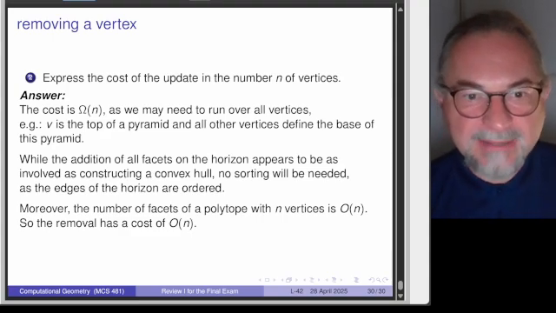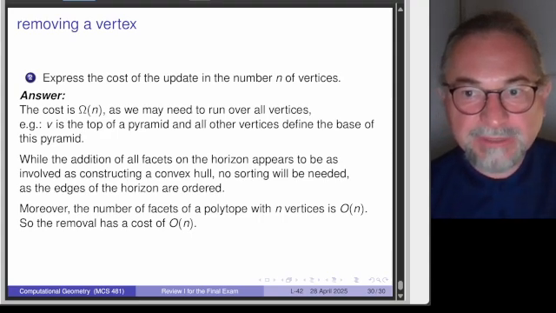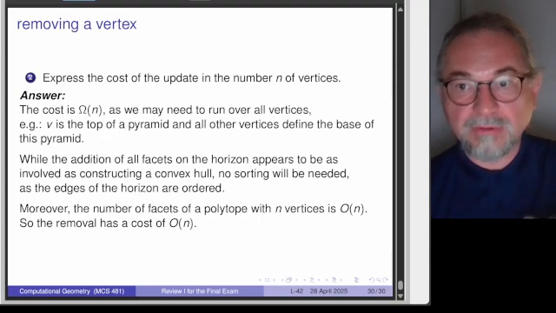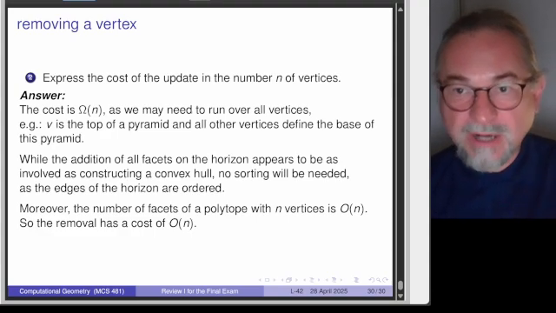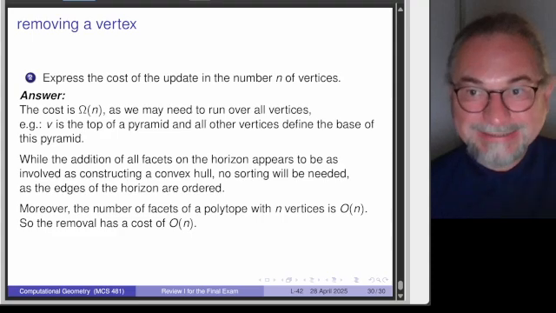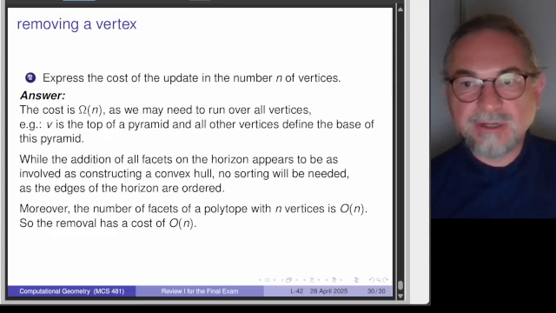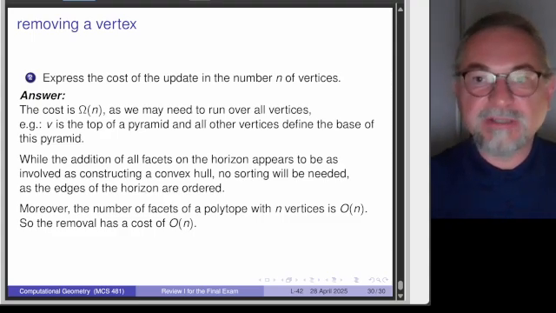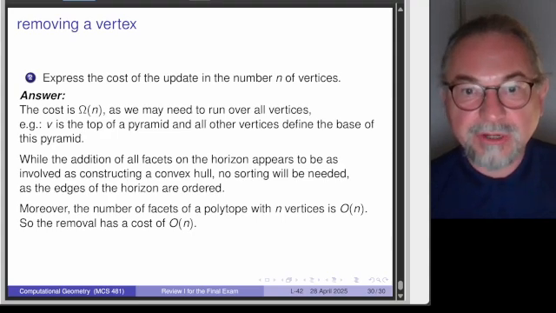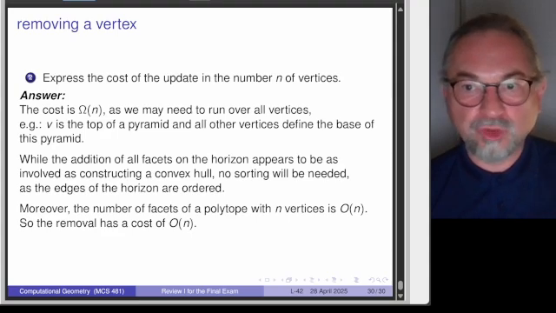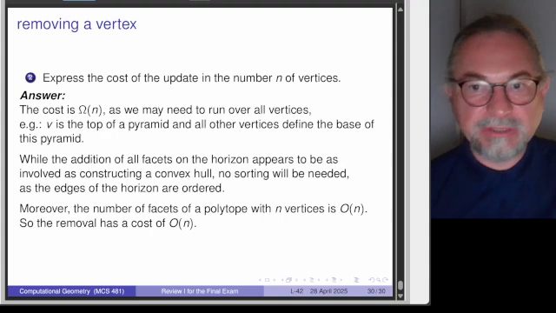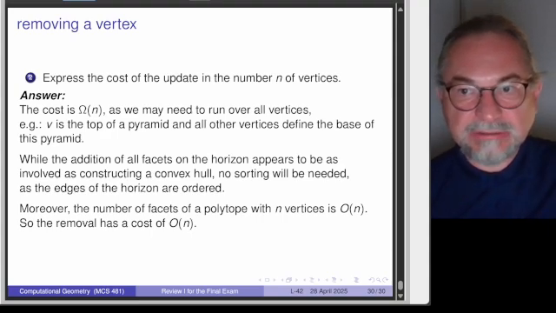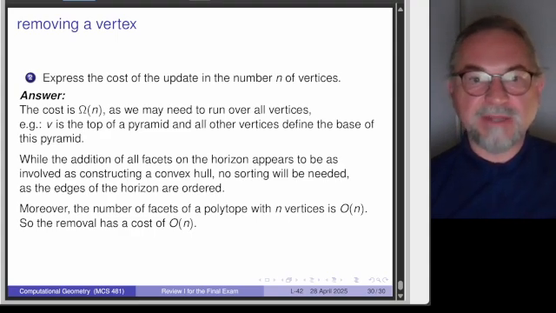But it's not that bad because you still have the connectivity of your horizon. Your horizon already lists all the edges in order. So you have the consecutive edges that are connected to each other. So it's not an n log n operation anymore. You don't need to sort, because the doubly connected edge list still contains the connectivity of the edges on the horizon.